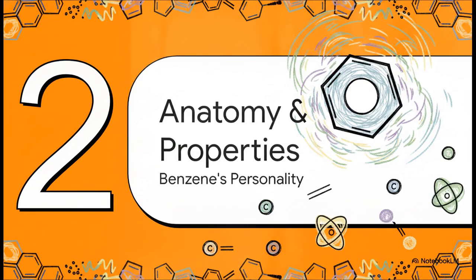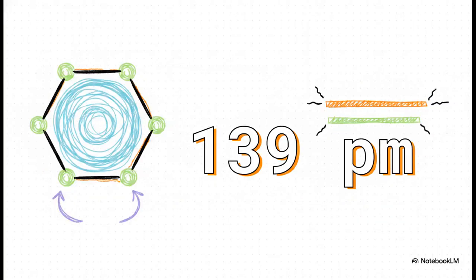Section 2. Anatomy and Properties. Benzene's unique personality. Now that we know the rules of the club, let's look at the physical reality of the molecule itself. Benzene is this perfectly flat, regular hexagonal shape. It uses sp2 hybrid orbitals to bond its carbons together. But here's the really fascinating part. Every single carbon-carbon bond in that ring is exactly 139 picometers long.